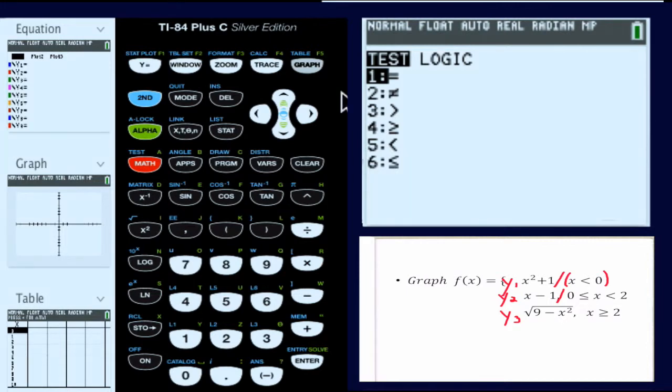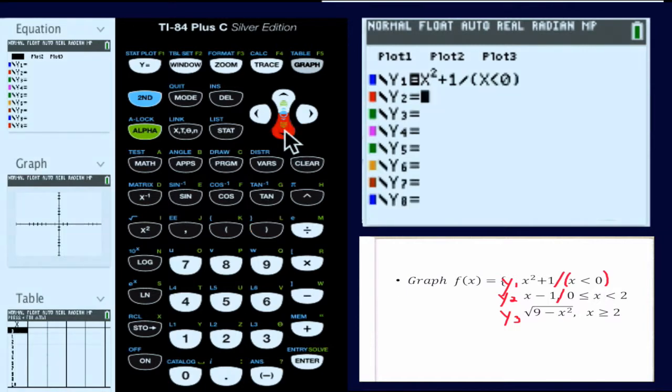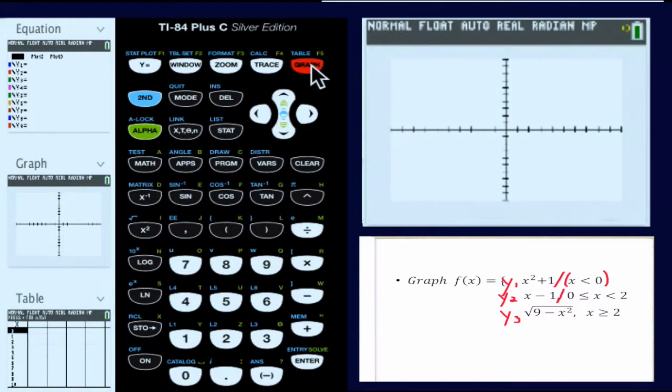The way to get to that is to scroll down till we get to number 5, and then we just press enter once it's highlighted, and that chooses it. Then we type in the number, which is 0. You have to remember to close your parentheses because you have to tell the calculator we're finished with our domain restriction, so be sure that you close that parentheses. And now we're going to go to our y2. Actually, I'm going to go ahead and graph this particular function just so that you can see what we have.